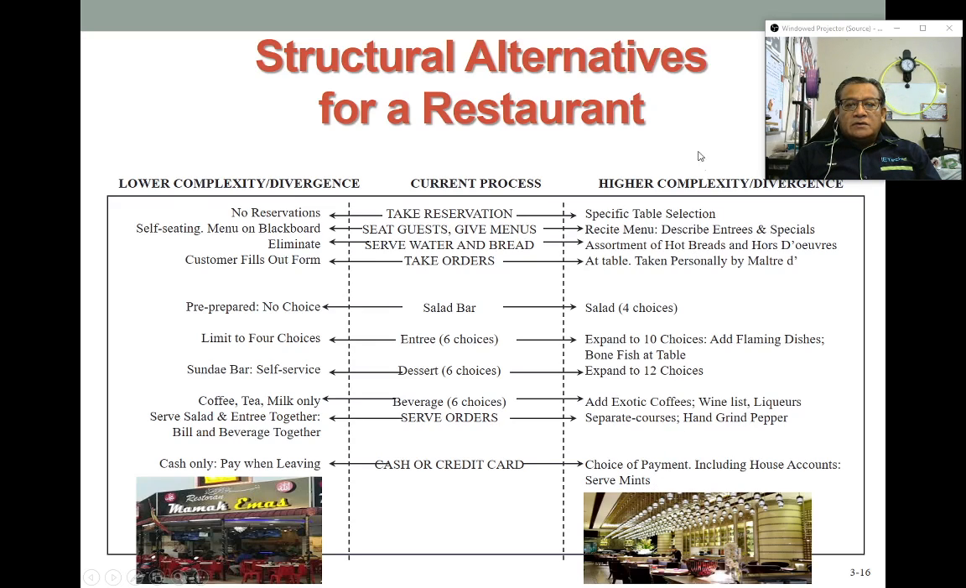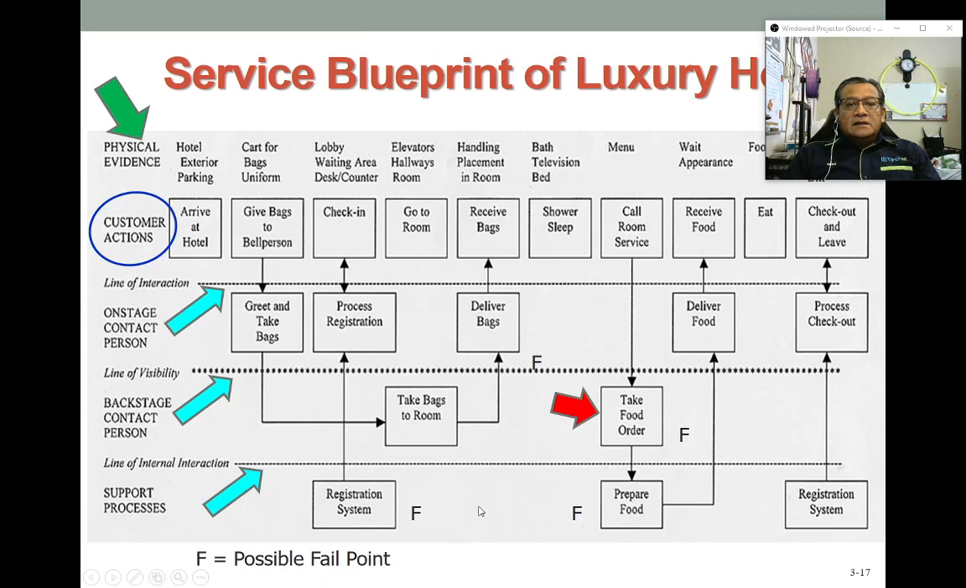So you could compare the higher complexity of this five-star restaurant with the lower complexity restaurant service. It is vastly different. This is what is meant by complexity, either lower complexity or higher complexity. This is an example of a service blueprint of a luxury hotel.